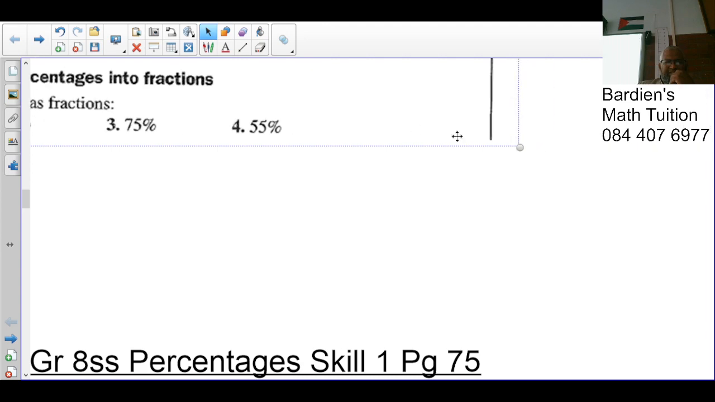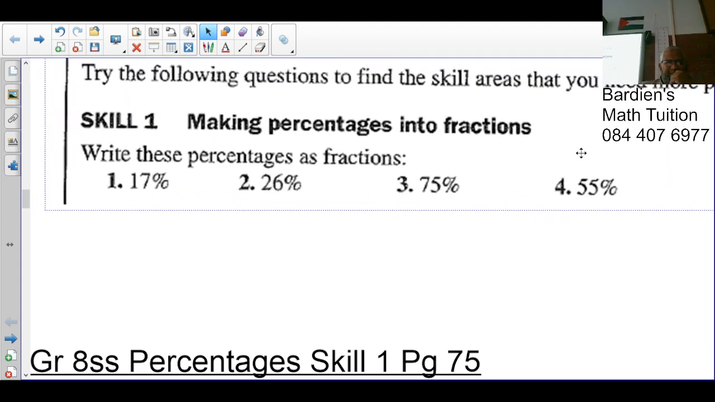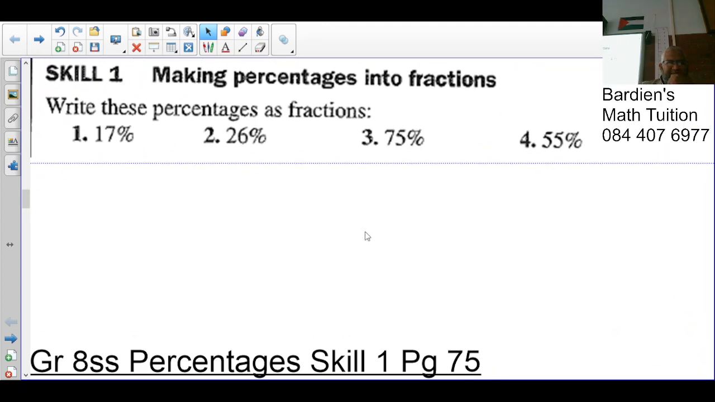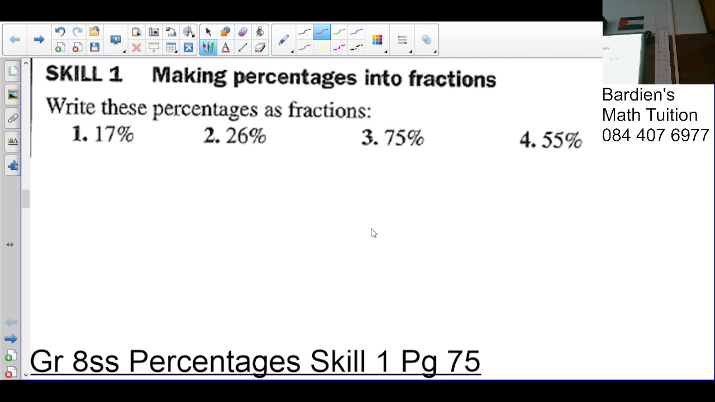So question 1 says, let's get this a bit bigger here. Skill 1 says making percentages into fractions, and we're on page 75 now. Right. So 17% must be written as a fraction. Now a percentage is a representation of a number as part of 100. So 17% can be written as 17 over 100. That's in the simplest form.